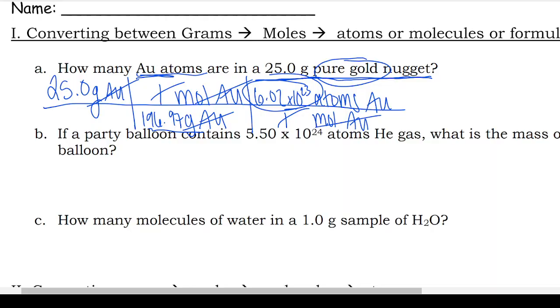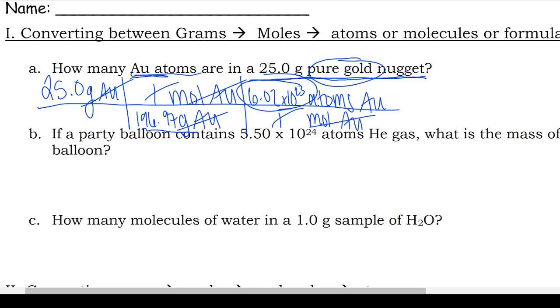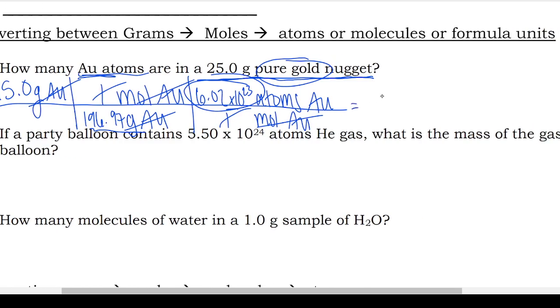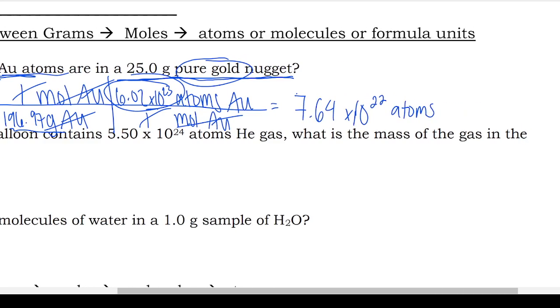So I'm going to turn that off. Go back to this. Sorry, 22nd power. Did I say 20? So 7.64 times 10 to the 22nd power. And then the unit is atoms of gold, Au.